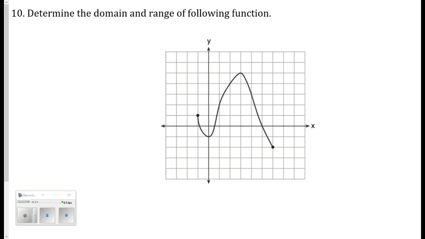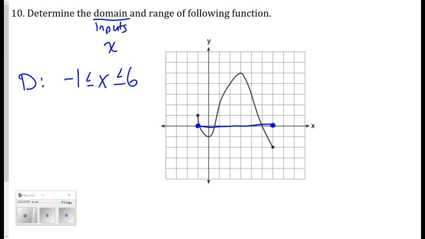And finally, determine the domain and range of the following function. The domain of a function is your inputs. It's your inputs or your x values. So what are the possible x values I can plug in? Well, here's the lowest x value I can plug in. I can plug in a negative 1. I can keep plugging in all of these x values because if I plug in any x value, there'll be a y value. And then I stop there.